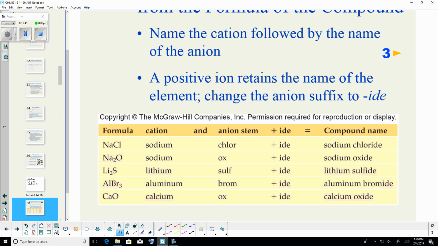Na2O is sodium oxide. Li2S is lithium sulfide. AlBr3 is aluminum bromide. And CaO is calcium oxide. Notice we don't say aluminum tribromide. We don't make any reference to the subscripts. It's aluminum bromide.